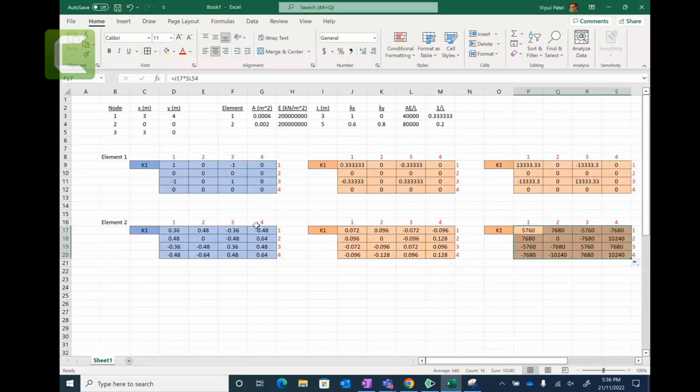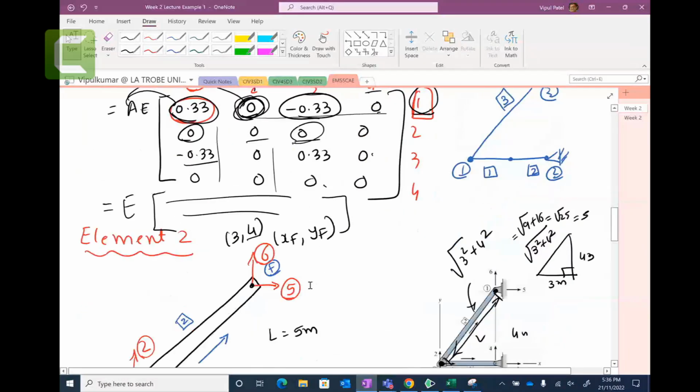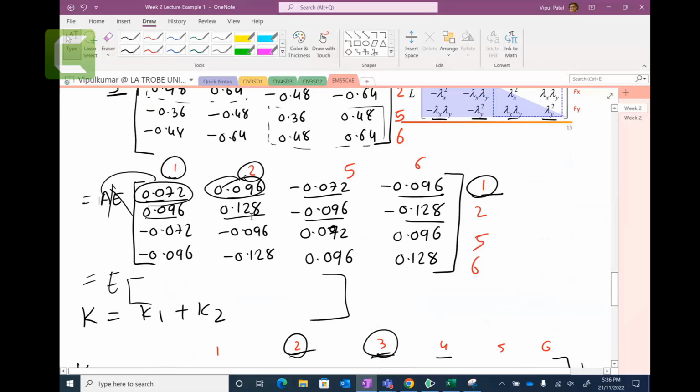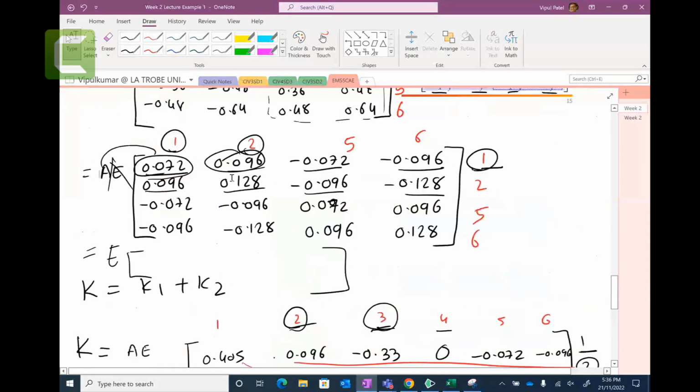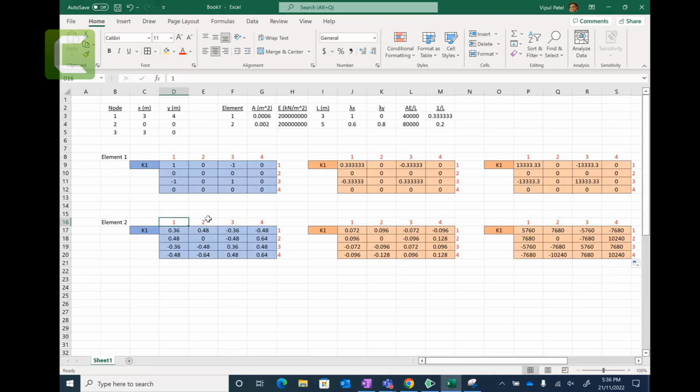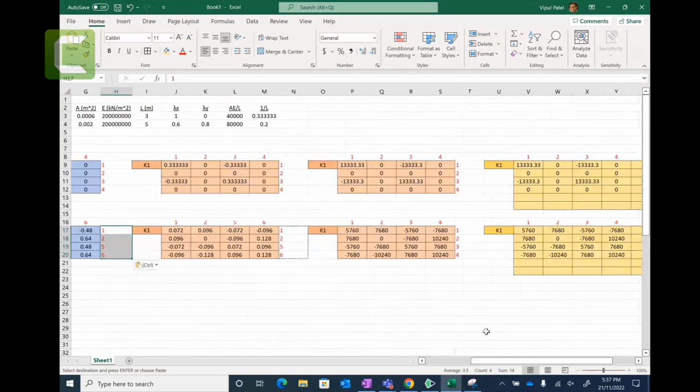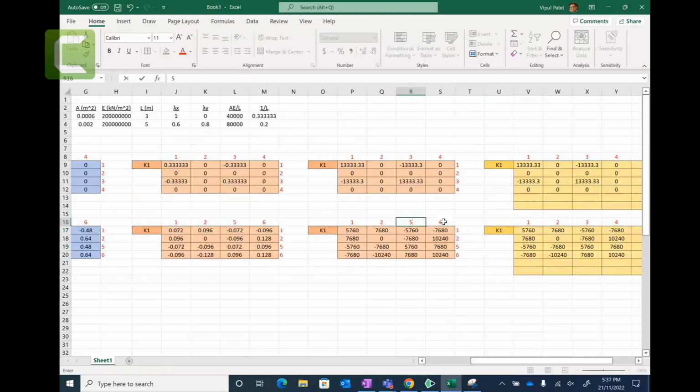And here, I think we have another degree of freedom, which is 1, 2, 5, 6, I believe. Here 1, 2, 5, 6. So in here you need to make it 1, 2, 5, 6. And let me copy this. Control V. Control V. And 1, 2, 5, 6.